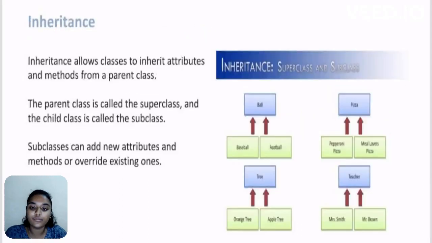Next, inheritance. Inheritance allows classes to inherit attributes and methods from a parent class. The parent class is called the superclass and the child class is called the subclass. Subclasses can add new attributes and methods or override existing ones.